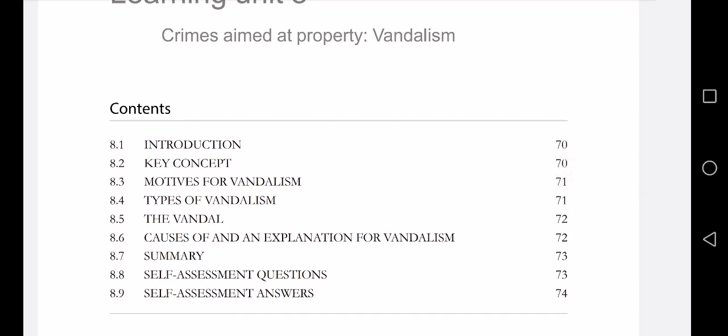Introduction, concept, motives of vandalism, types, vandal, causes and explanation, summary, self-assessment questions. It is on page 69. So we're moving.